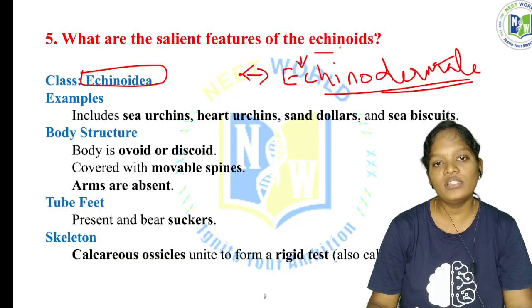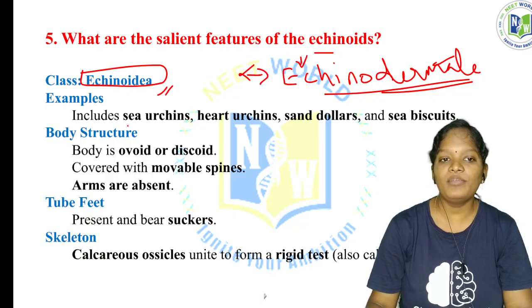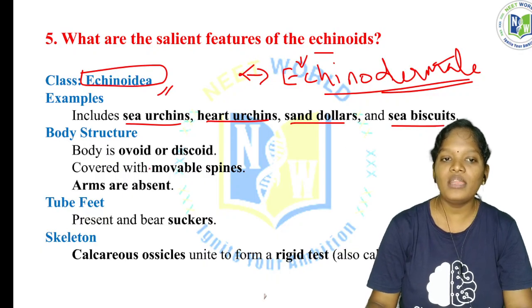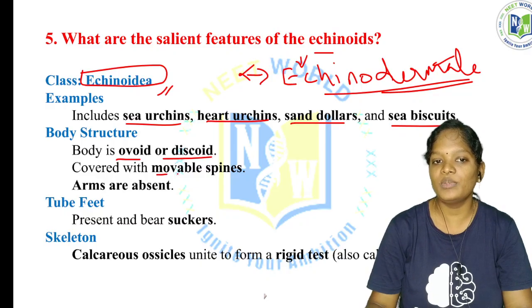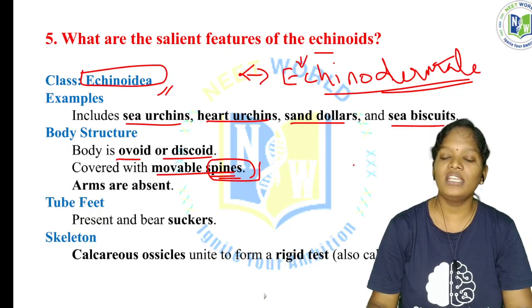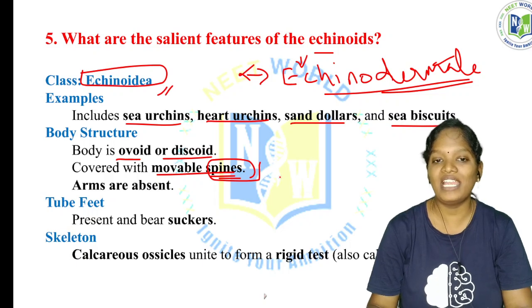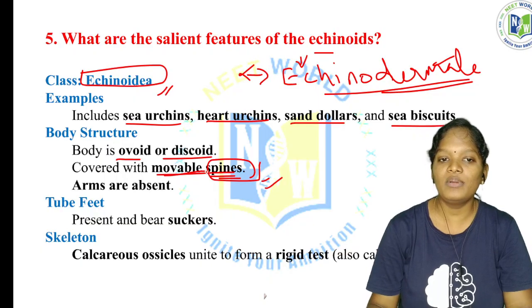They also have many classes, and one of the classes is Echinoidea. The examples are sea urchin, heart urchin, sand dollars, and sea biscuit. These are all the organisms in the class Echinoidea. Their body structure will be ovoid or discoid, covered with movable spines. As I mentioned before, these animals are commonly called spiny bodied animals. That spine is movable, so that is why it is covered with movable spines.